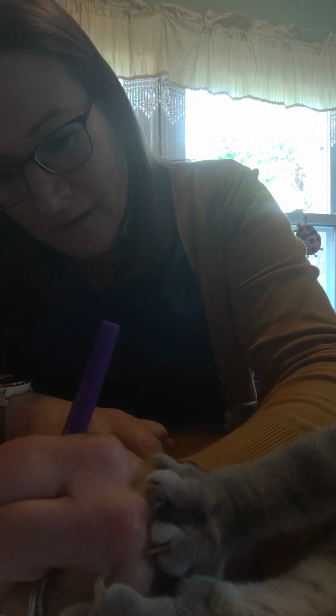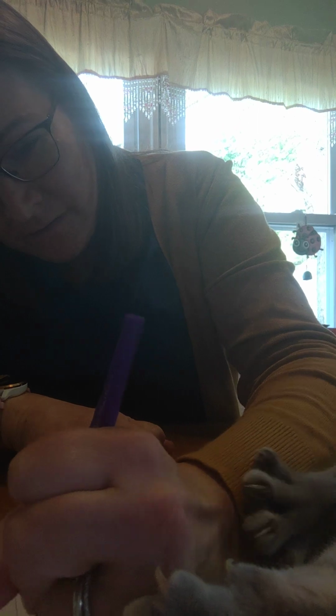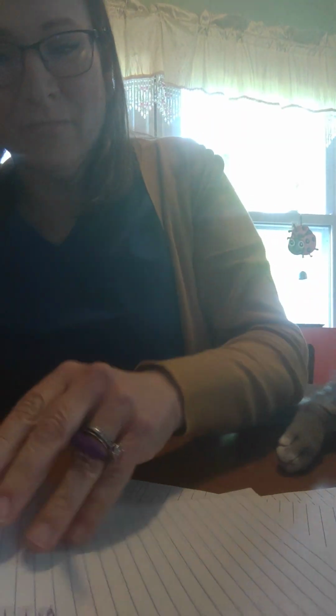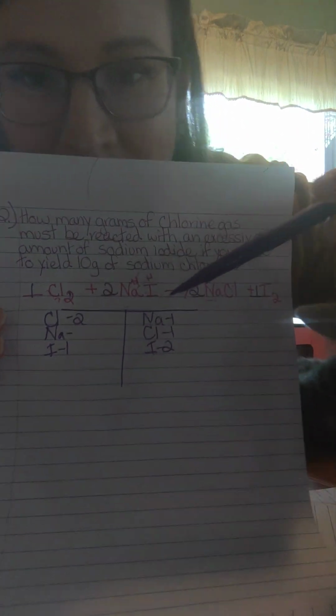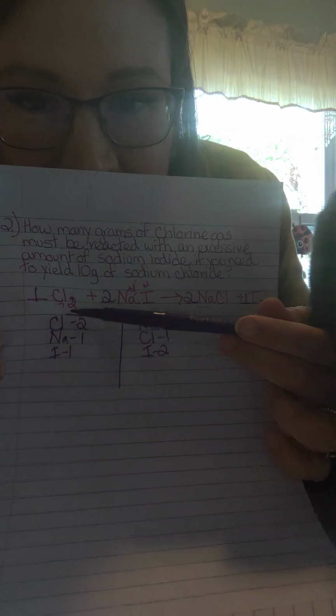So the chlorine was a diatomic molecule, so it had 2. Sodium had 1 initially, iodine had 1 initially. Alright, so I went ahead and made the chart to show you. Chlorine had 2. Sodium had 1. So in order to balance the chlorine over here, we put a 2 over here.